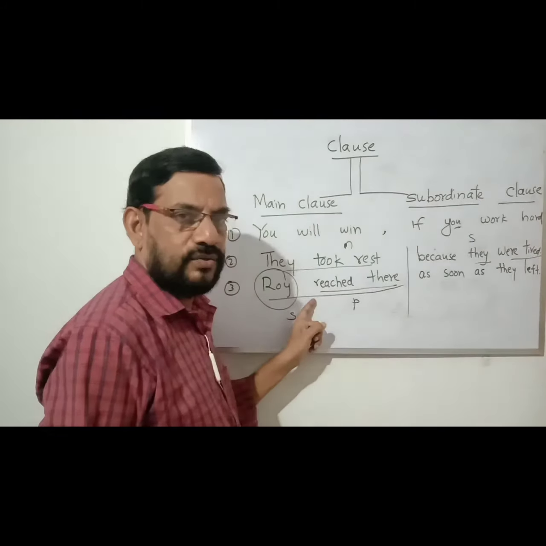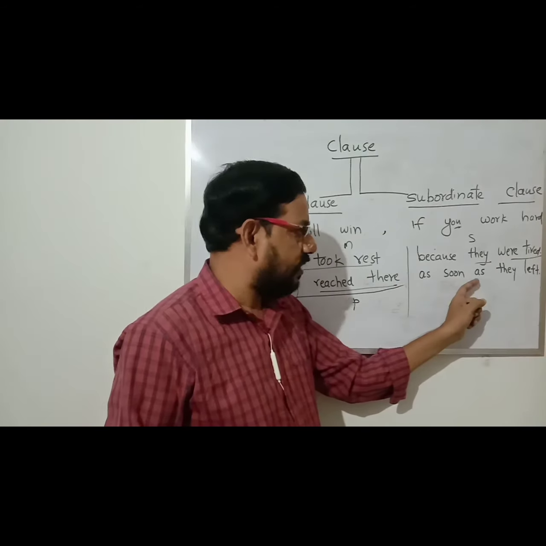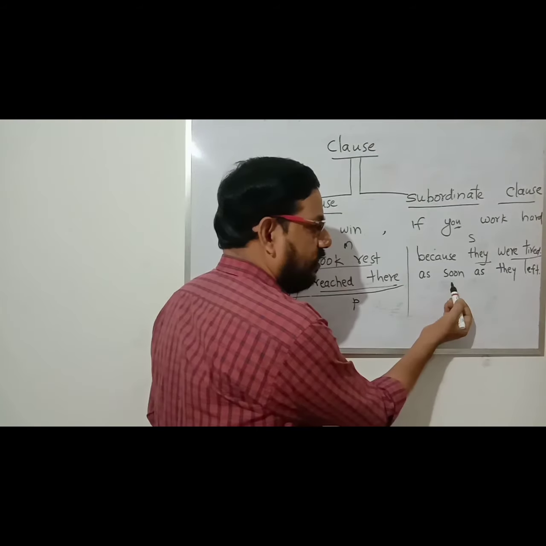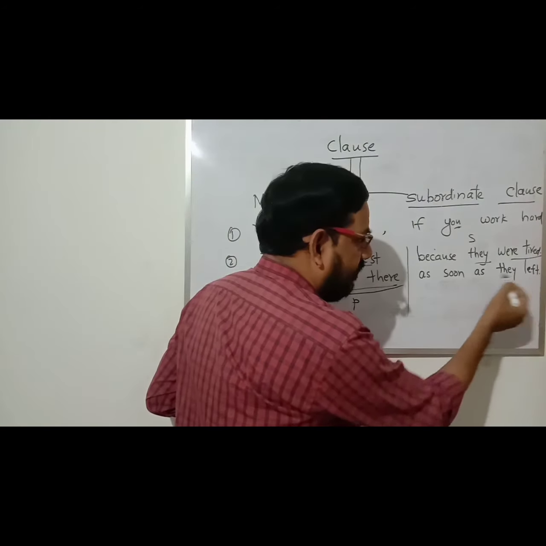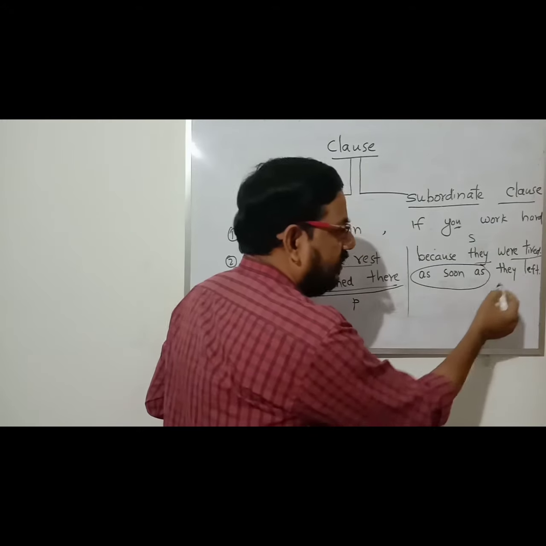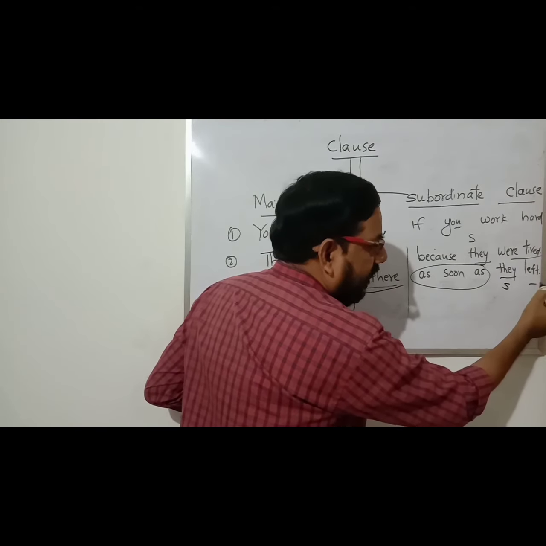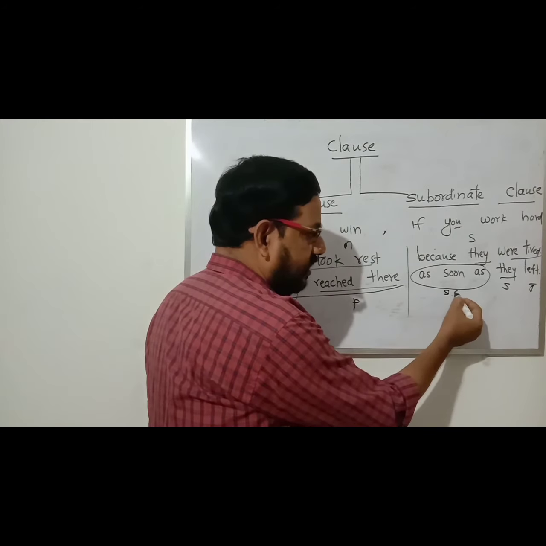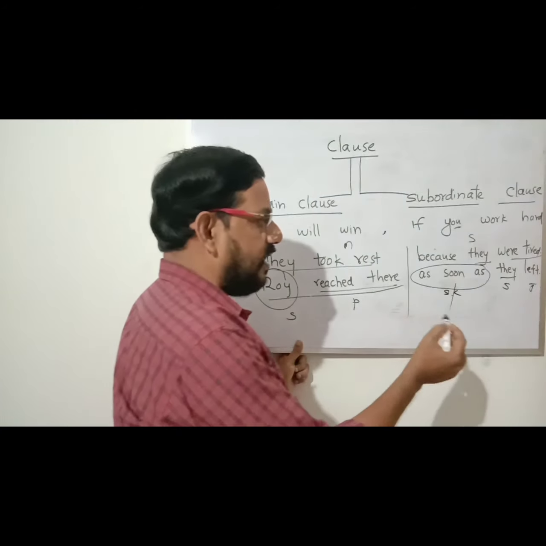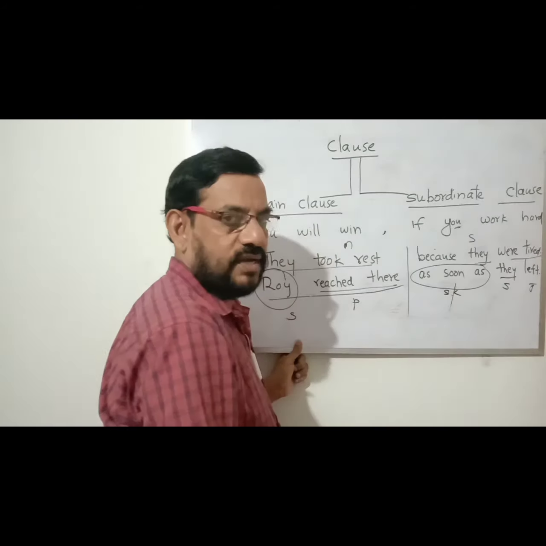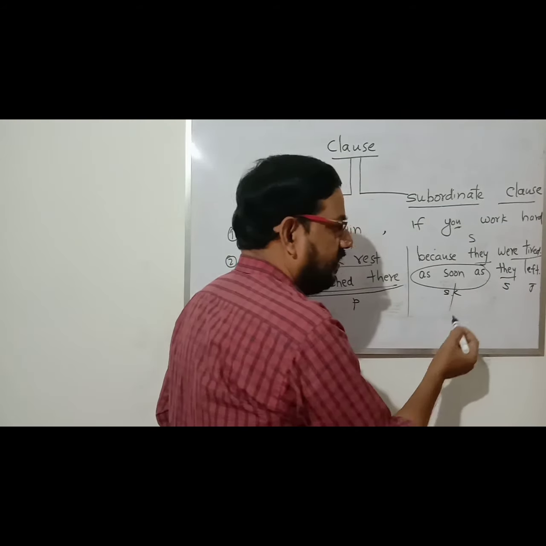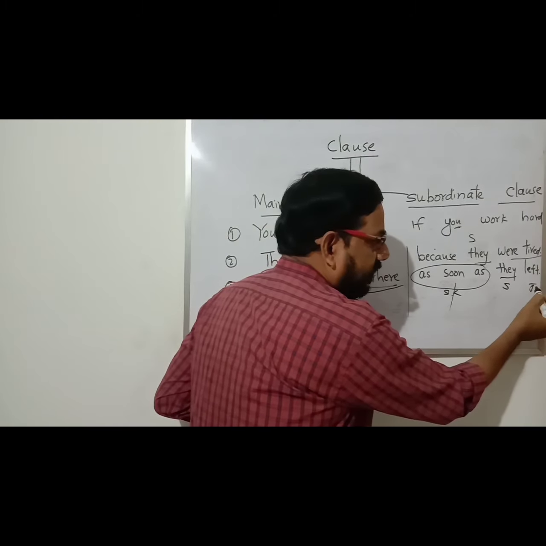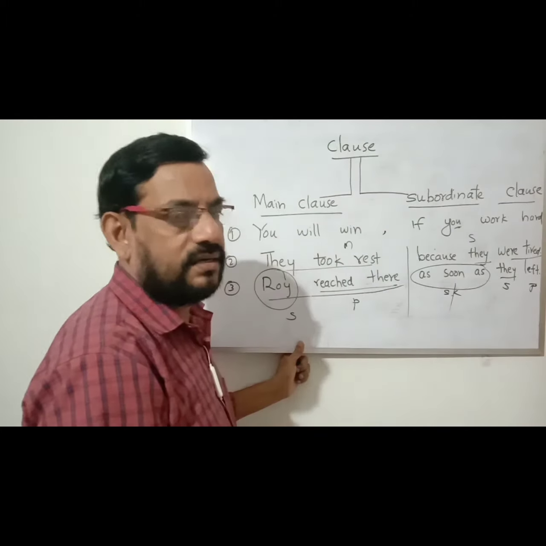Now what are we going to do? We are going to give extra information to this main clause using another clause. As soon as they left: they is the subject, left is the predicate, the verbal part. As soon as is the conjunction, a subordinating conjunction. It comes as a group, as soon as, a phrase. So the subordinating conjunction is provided, then the subject is provided, and the predicate is also given there.